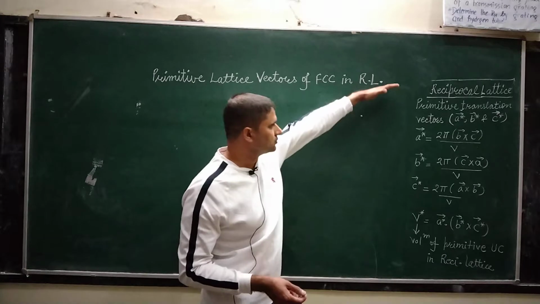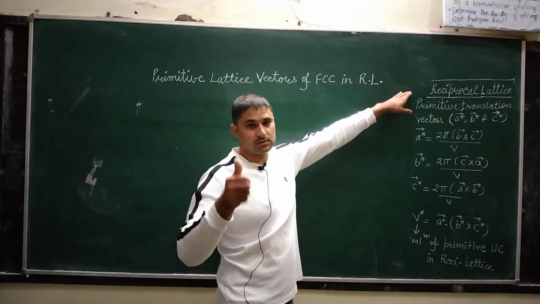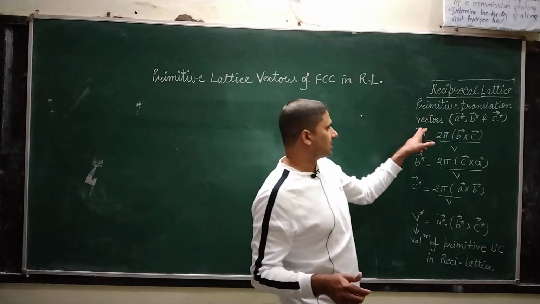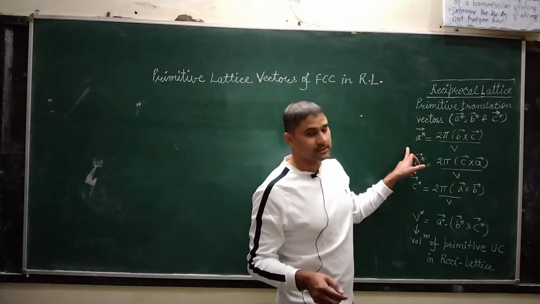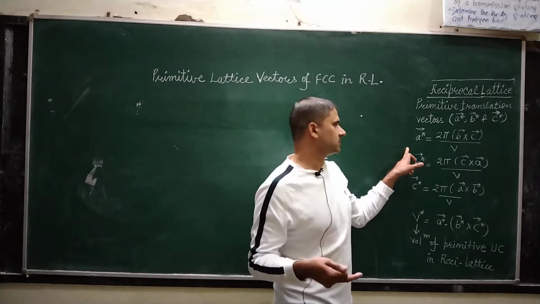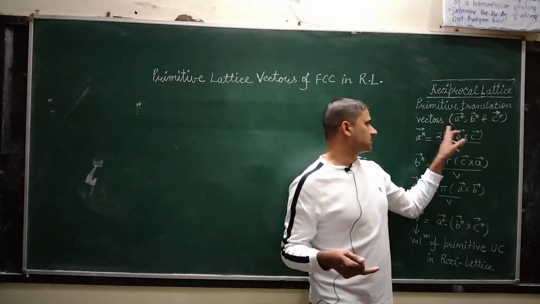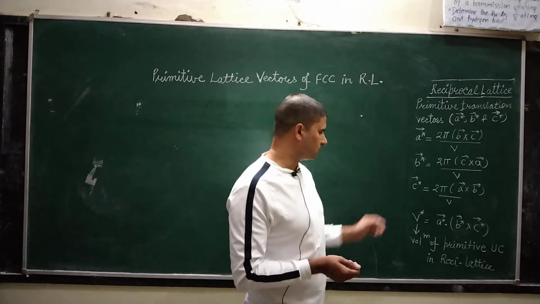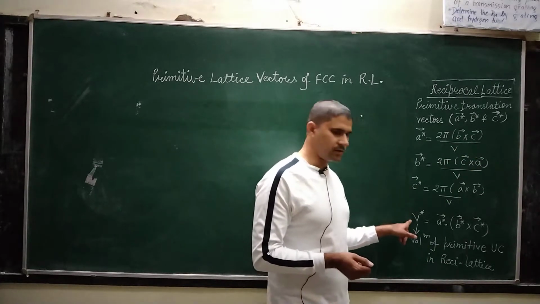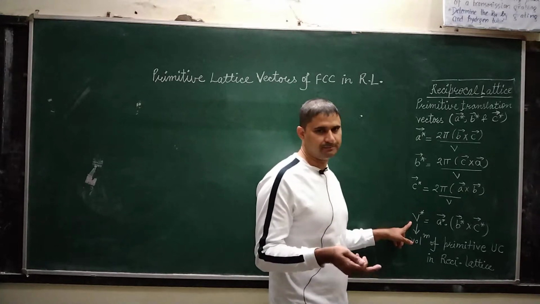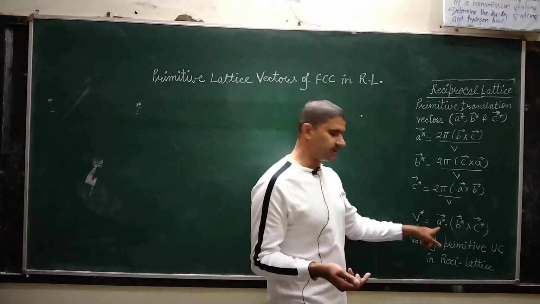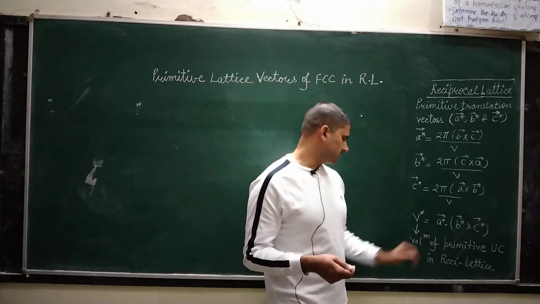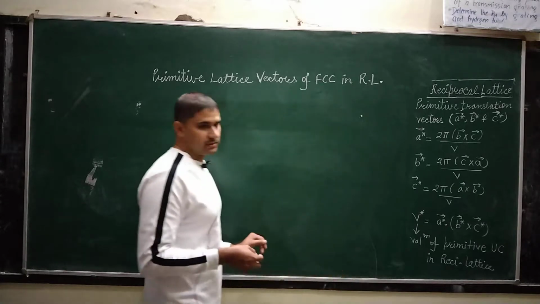Okay, so you can take a quick pause of the video and see how the primitive translation vectors in reciprocal lattice are connected with primitive translation vectors A, B, C in direct lattice. So this is how they are connected. You can find the volume of primitive unit cell in reciprocal lattice by taking scalar triple product of these vectors in this way.